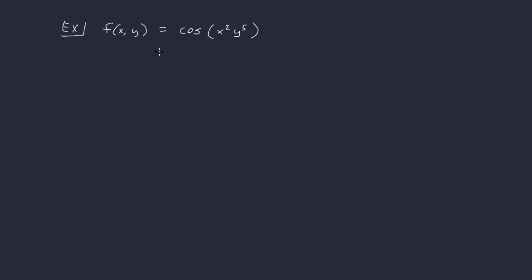All right, so for this particular example, let's look at f of x, y equals cosine of x squared y to the 5th. So when we do this, this is actually going to be chain rules. So when we do f sub x, remember, it will be the derivative of the outside, so negative sine, with the inside left alone. Let me specify here that this is the chain rule. And then we have to multiply by the derivative of the inside.